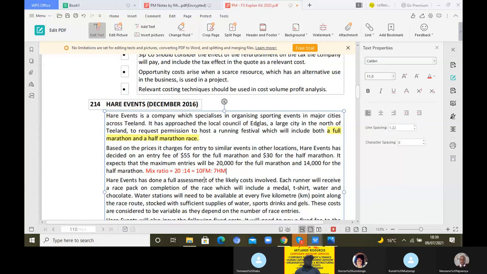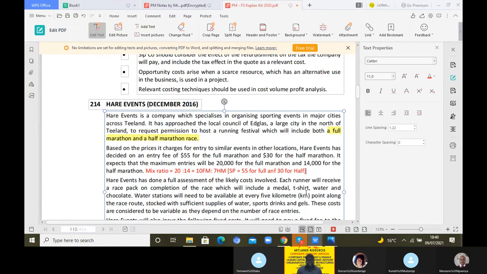That's the mix ratio. And when they say selling prices are 55 for the full marathon and 30 for the half marathon, these are now the SP. Selling price equals 55 for full and 30 for half. So you need to know, we are getting all this as we are reading on the go. The examiner does not necessarily tell you that this is a multi-product break-even chart. The examiner puts it like that.